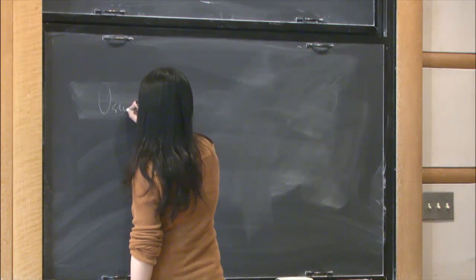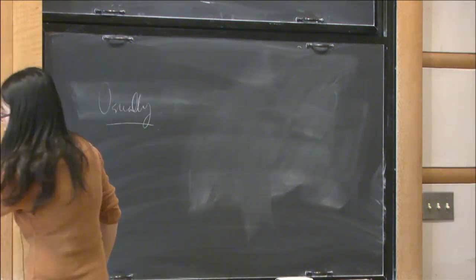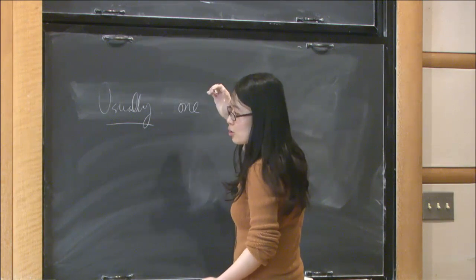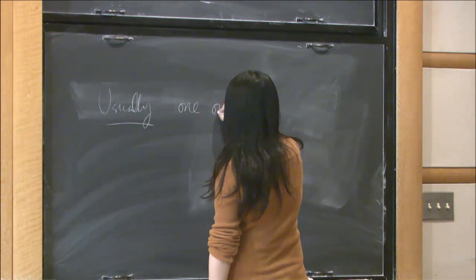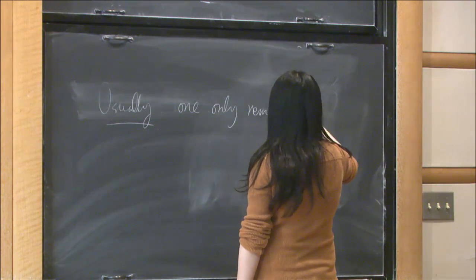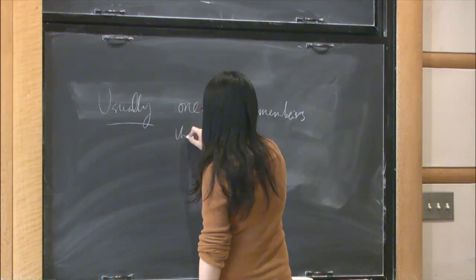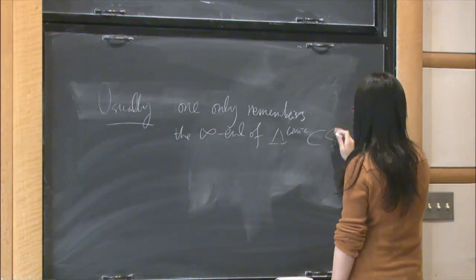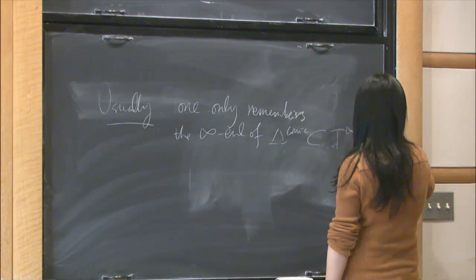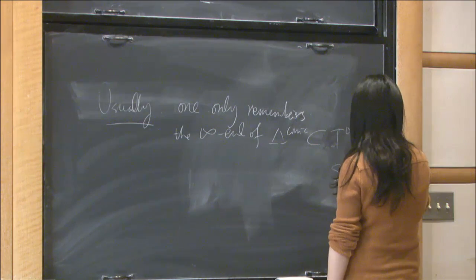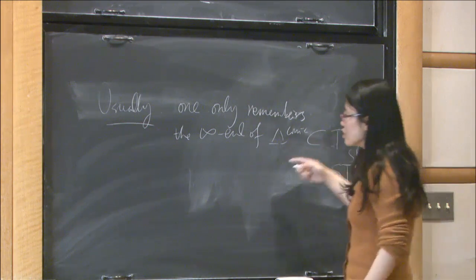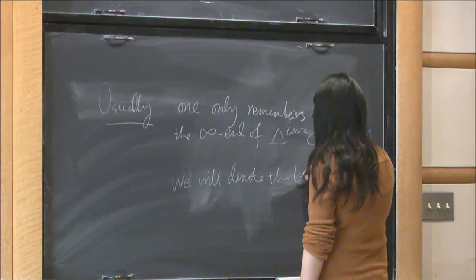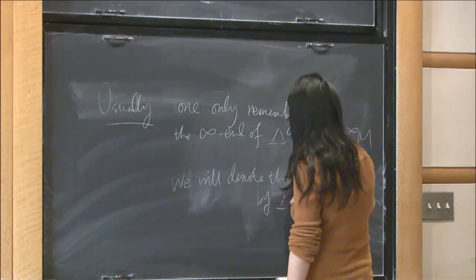And usually one just remembers the infinity end of this conic Lagrangian, which is a closed Lagrangian in the cosphere bundle of M. So one only remembers the infinity end, which is like the infinity boundary of M, canonically identified with the cosphere bundle of M. Okay, so we will denote such a Lagrangian by lambda.